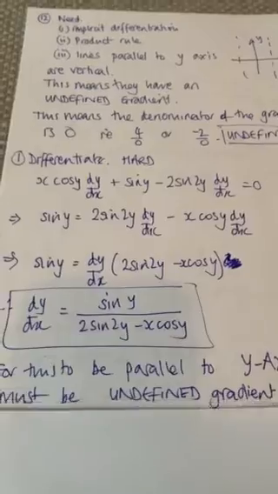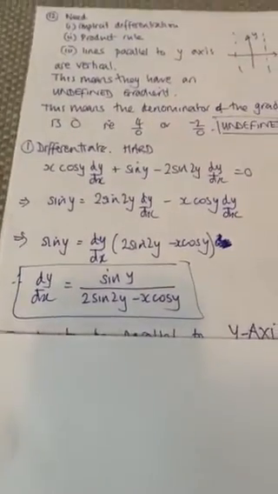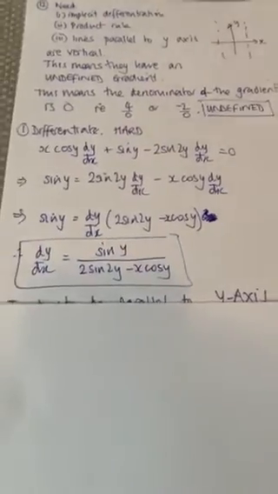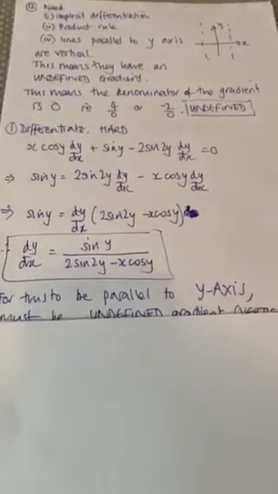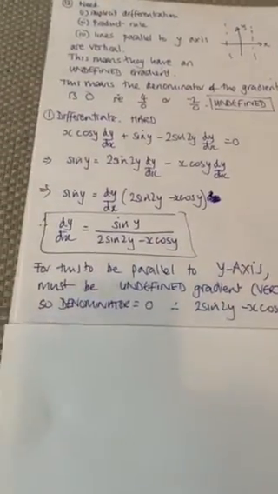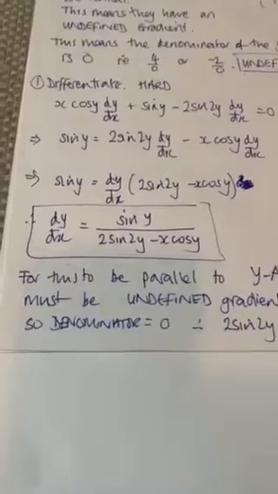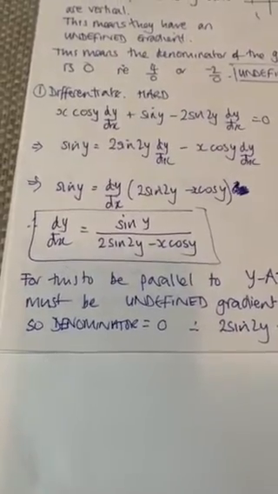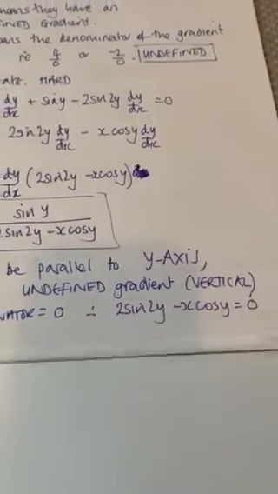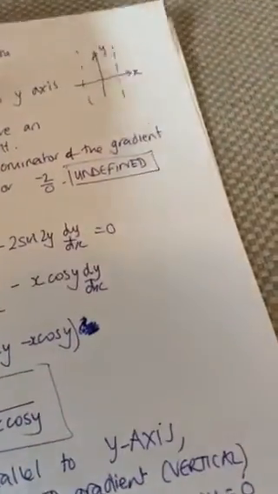Now, I need that to be undefined if the gradient of the tangent is going to be parallel to the y-axis, i.e. vertical. So I've written that down. Okay, for this to be undefined, the denominator must equal 0. So you simply put that denominator equal to 0, and that's what you get. Okay, so that's my first page of answers. This is a 3-page answer, don't be scared.